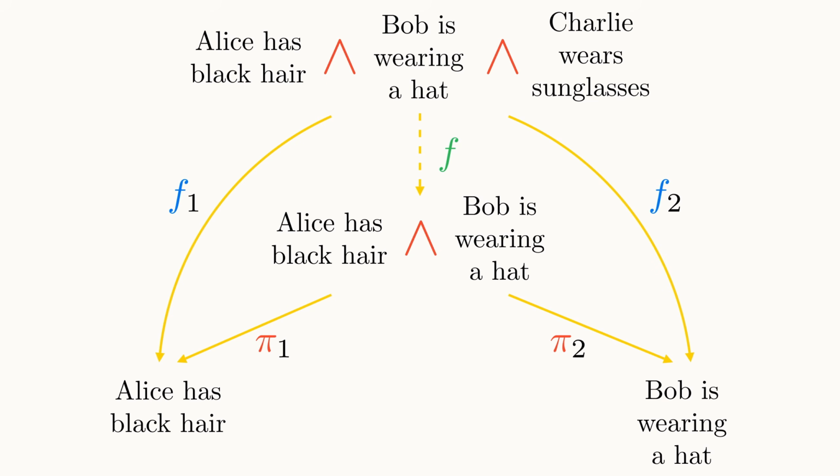To explain this proof categorically, notice that using F to prove that Alice has black hair and Bob is wearing a hat, then using pi1 to prove that Alice has black hair, is exactly the same as our proof F1. This is also true for our proof that Bob is wearing a hat. First proving that the conjunction is true using F, then using pi2 to prove that Bob is wearing a hat, is exactly the same as our proof F2.